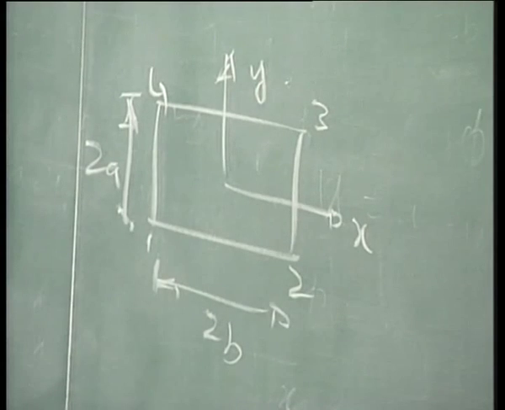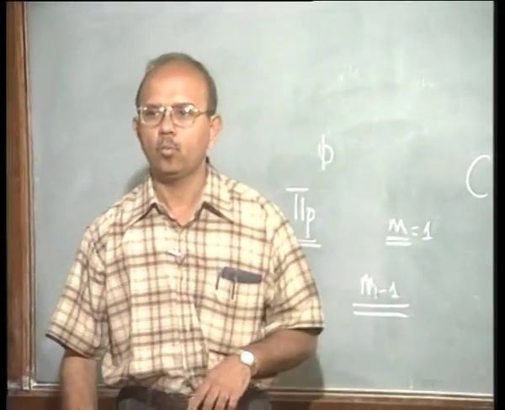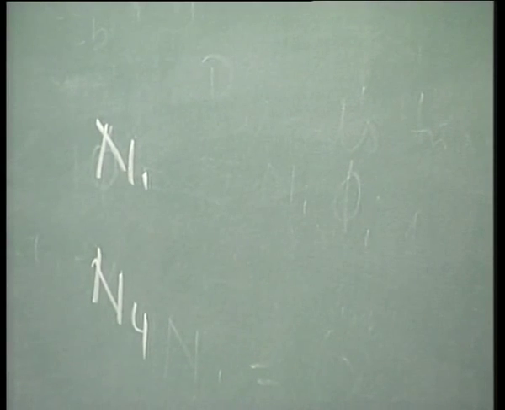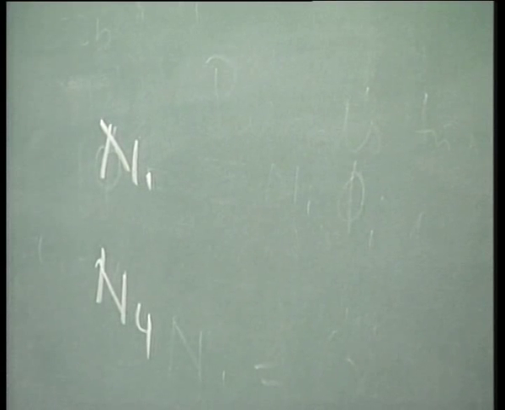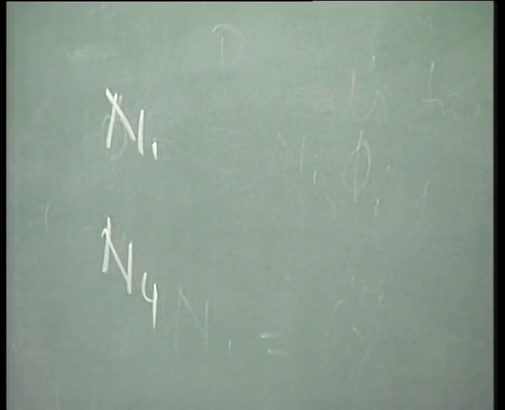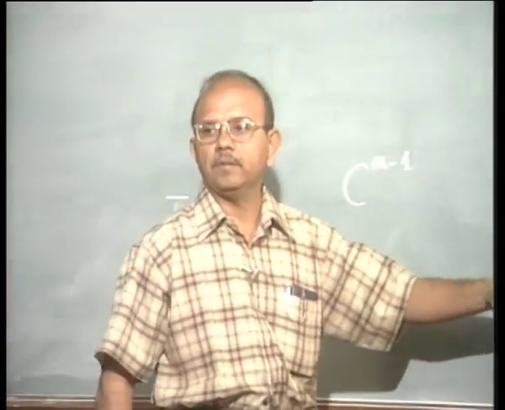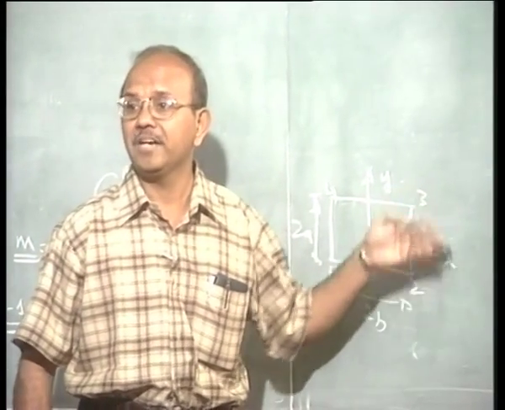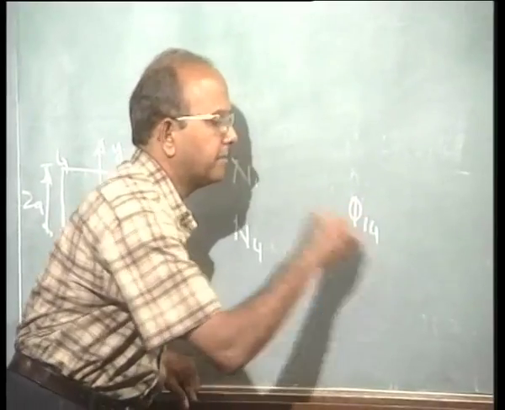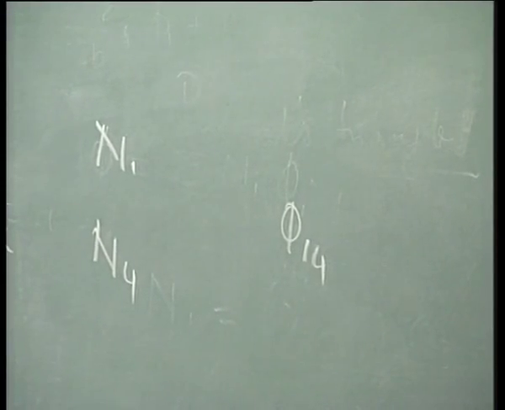So in other words, the first step that I want you to do is to write down what is N1 and what is N4. Once I have N1 and N4, any field variable phi can be interpolated between 1 and 4 along y. Is that clear? Same way 2, 3. Once I do that, let me call the interpolation along 1, 4 to be, say, phi 1, 4, along 2, 3 to be phi 2, 3.